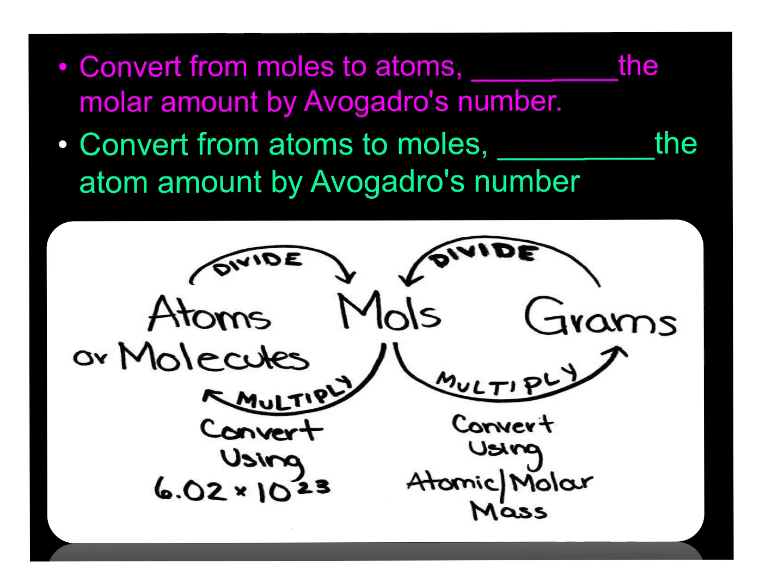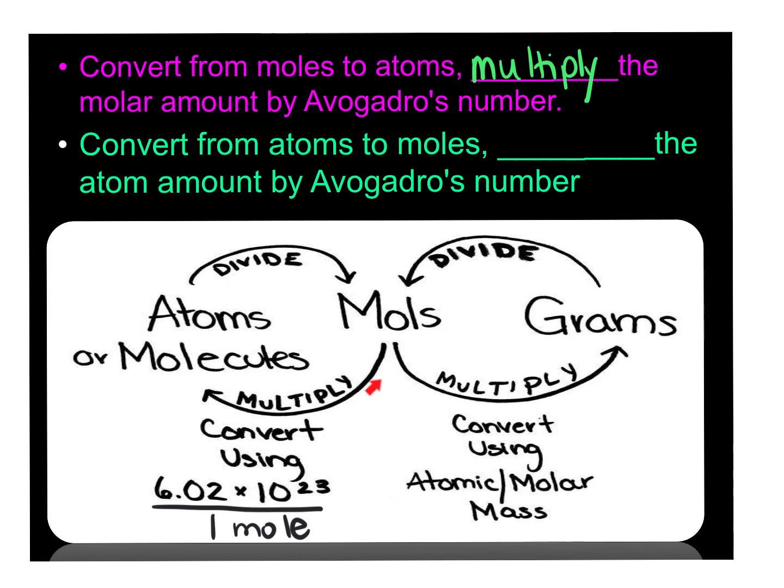So let's start with a review first. Keep in mind that we drew this diagram into our notes, and we learned that we can use Avogadro's number right here, 6.02 times 10 to the 23rd, to convert from moles over to atoms or molecules, or to convert from atoms and molecules over to moles. So if we want to convert from moles to atoms, then we multiply the molar amount by Avogadro's number. So if we're going from moles over to atoms, then we're going to be multiplying it.